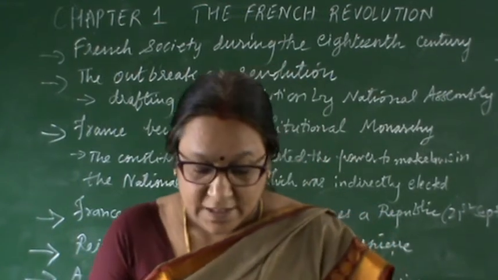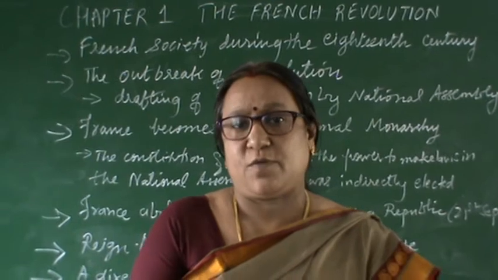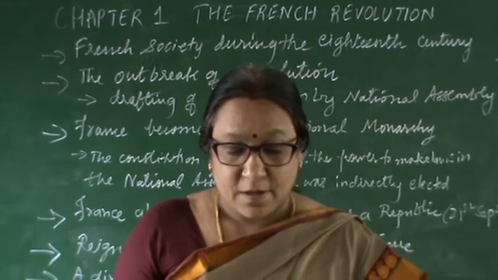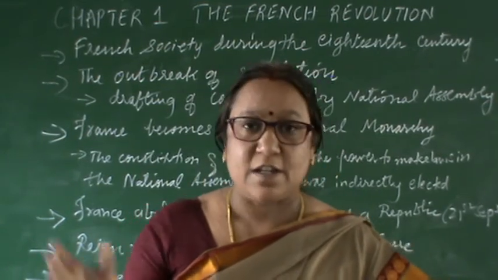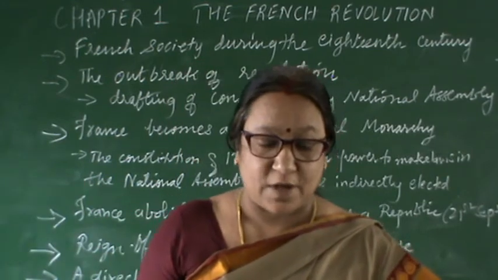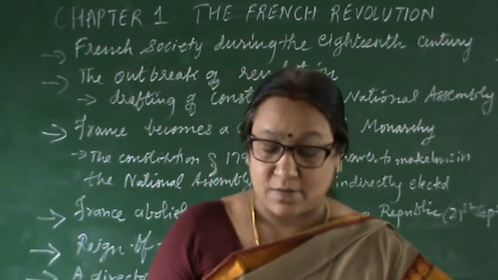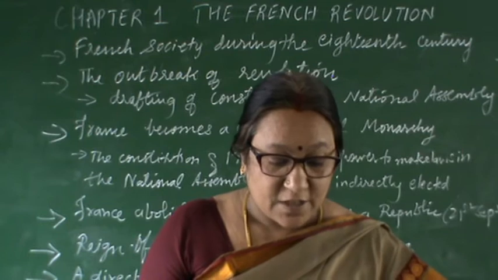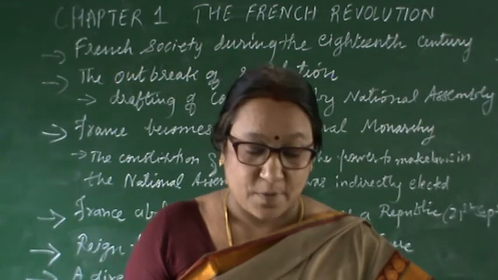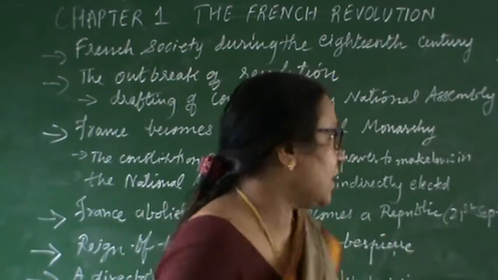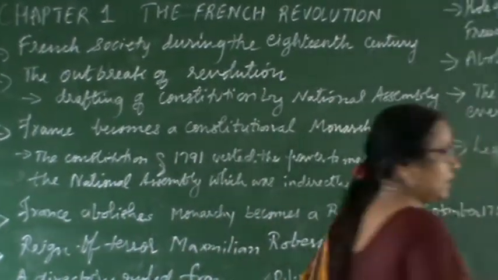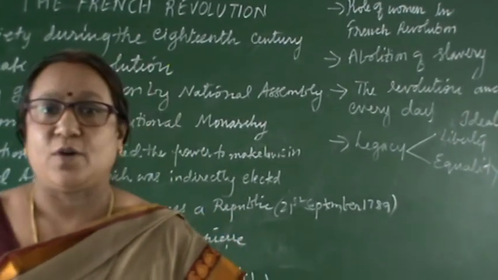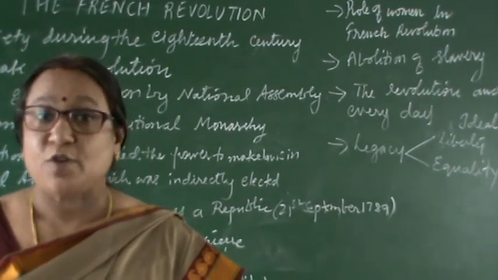Now moving on, the next aspect deals with the revolution and everyday life. What was the impact of the French Revolution on the lives of the French people? The years following 1789 saw many changes in the lives of men, women and children. The revolutionary governments took it upon themselves to pass laws that would translate the ideals of liberty and equality into practice in everyday life. Now one important law came into effect soon after the storming of the Bastille.